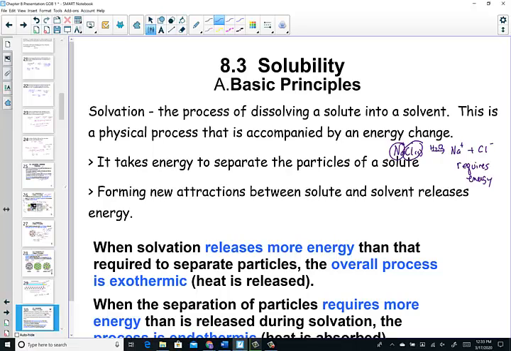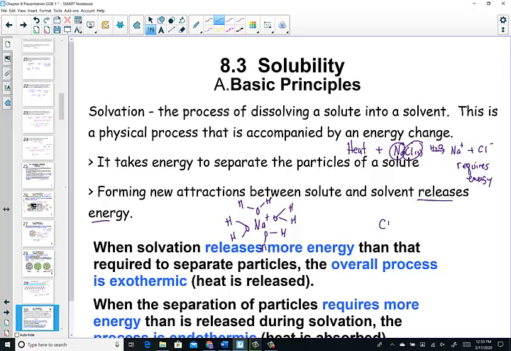So when you think about energy, think about that in terms of joules or calories. If it's a requirement, we put it on the left side of the arrow. Energy must be supplied to force the ions to separate. Now, when it separates and the water surrounds it, those are forming new attractions, and that part actually releases the energy. So when the sodium ion is being surrounded by the water molecule based on opposite charges, this is a release of energy, this process known as solvation.